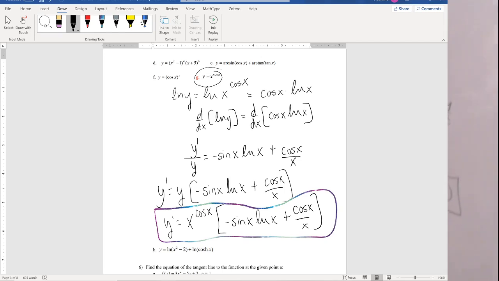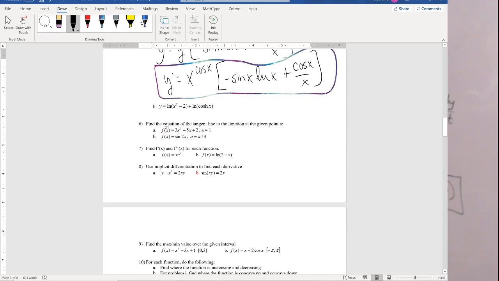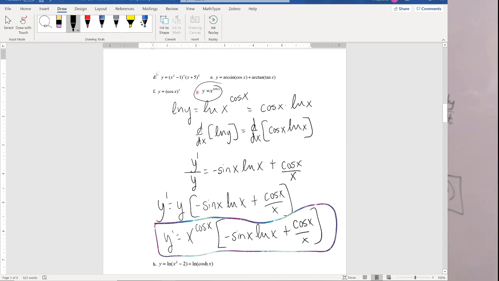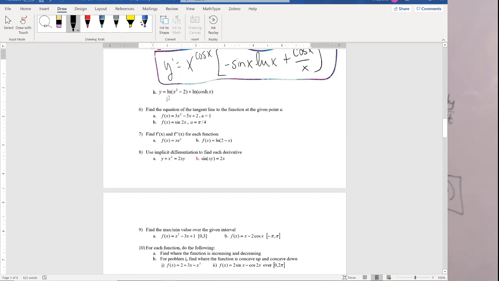So any other ones that you guys would like to see specifically? D is another one that's good for logarithmic differentiation. So is F. You could do the same thing for, sorry, H here, this y equals.